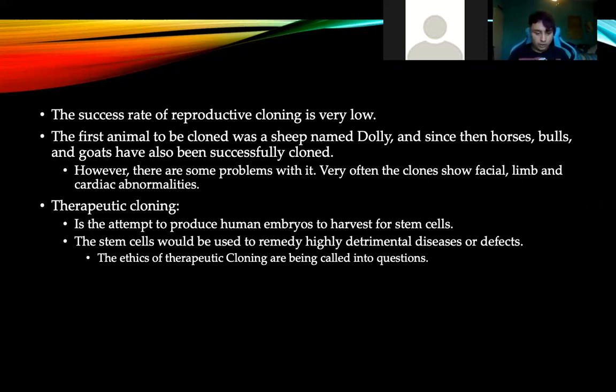Next up is therapeutic cloning. The purpose of therapeutic cloning is to produce human embryos so that they can be harvested for stem cells.